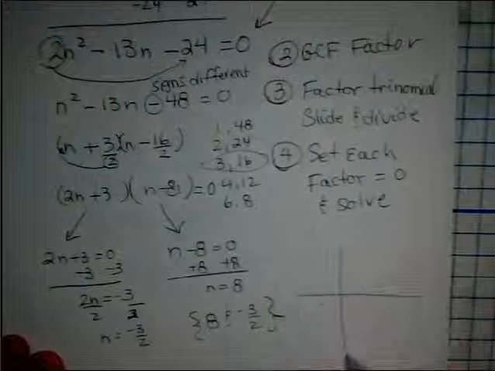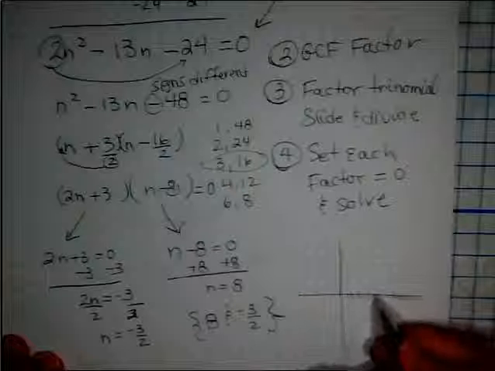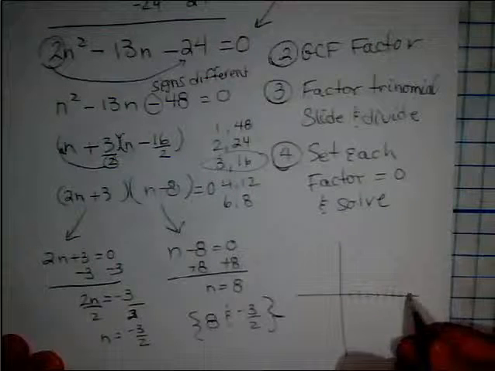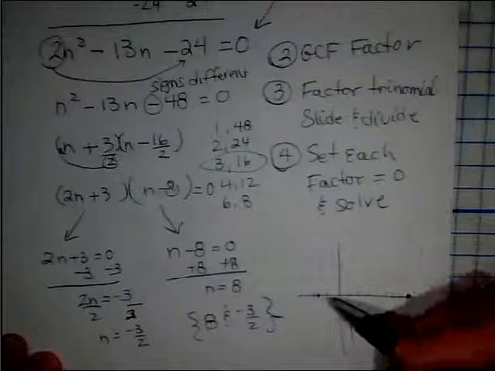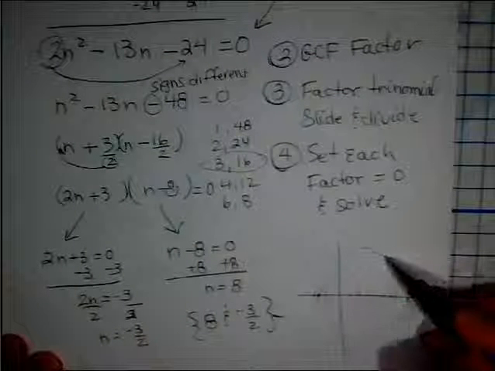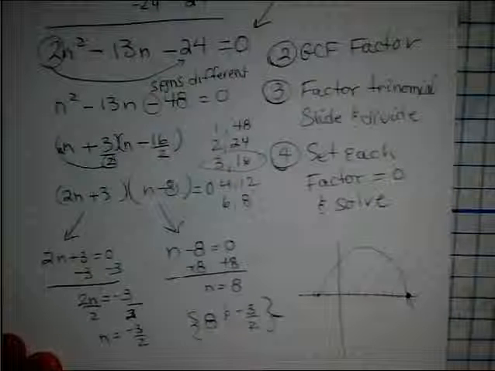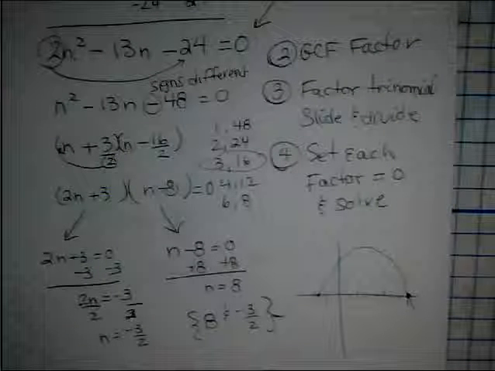So if you were to think about what that graph looks like, 8's out here, and negative 3/2 is about negative 1.5. And so my graph's going to look something like that, because I know that it's crossing, those are my solutions. So that gives you an idea of how you would work some of the problems on page 20.